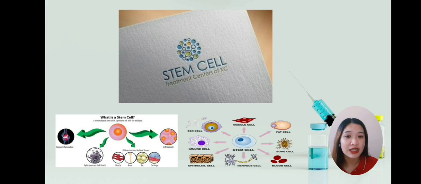As I said earlier, they have two unique properties that enable them to do this. They divide over and over again to produce new cells, and as they divide, they change into the other types of cells that make up our body. As you can see in the pictures, it provides cell tissue types such as sex cells, immune cells, epithelial cells, nervous cells, blood cells, bone cells, and lastly, fat cells. That is stem cell differentiation into various tissue types.